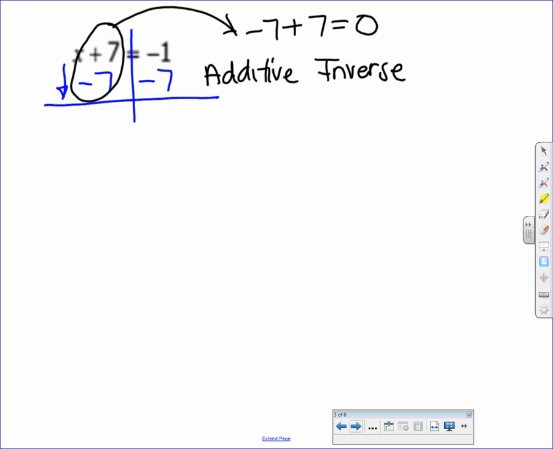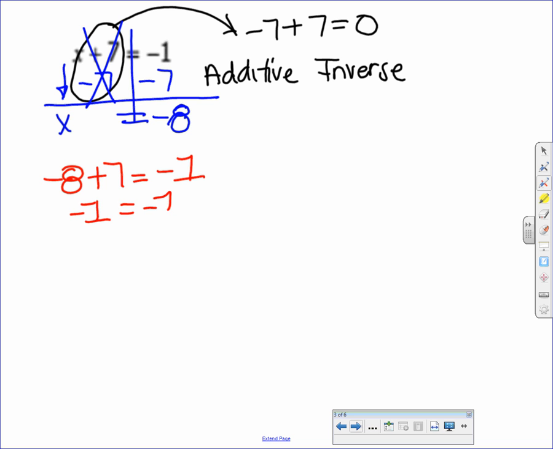Okay, let's solve this. Bring our x down. Positive 7 minus 7 gives me 0, so I can cross this off. Bring down your equal sign. Negative 1 minus 7 gives me negative 8. Okay, so I have x equals negative 8. To check your answer, you're going to put your negative 8 into your x and see if you get what you are solving for. So negative 8 plus 7 gives me negative 1, and negative 1 equals negative 1.